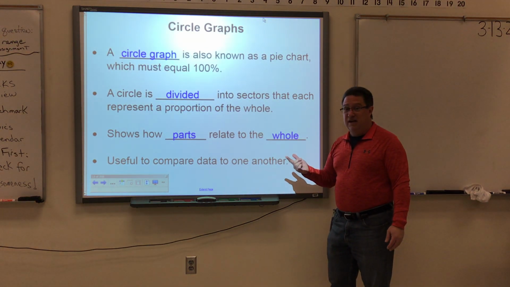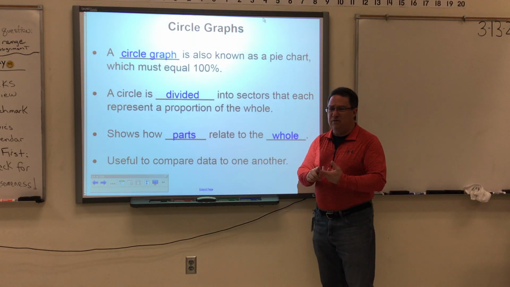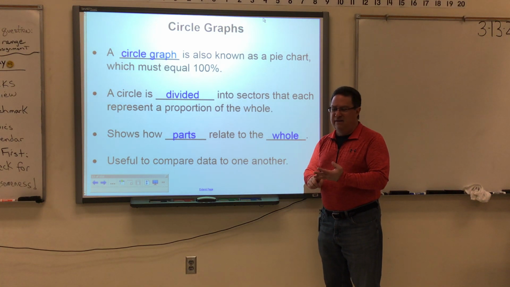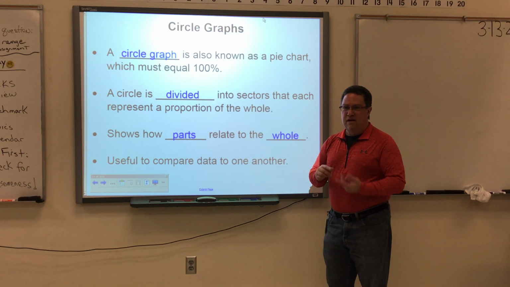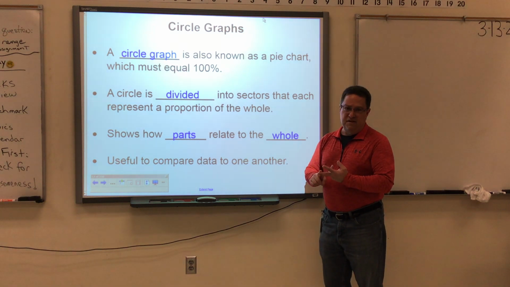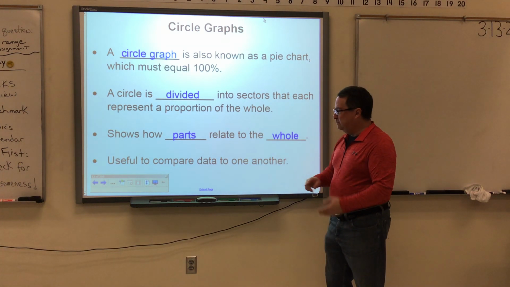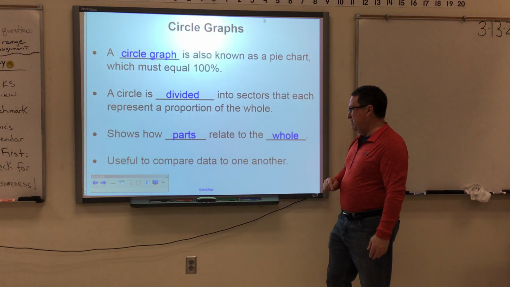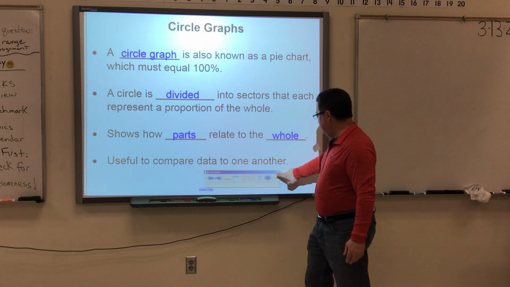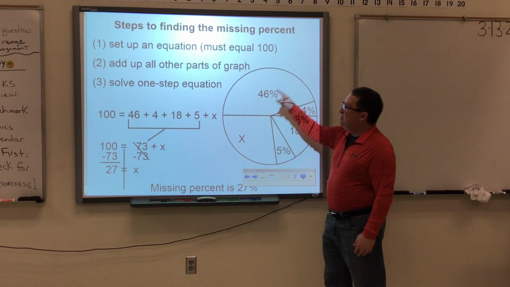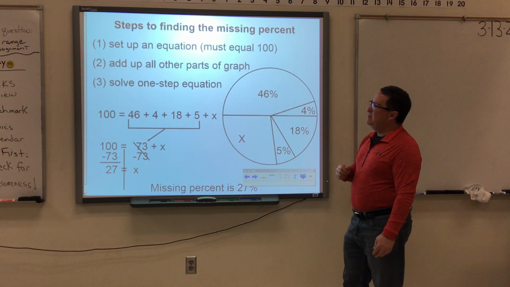Now some of you are saying, oh yeah, part to whole, part to part, whole to part. If you're not saying that, you probably should. This is what we're going to be doing with circle graphs, with histograms, and with bar graphs. They're useful to compare data to one another. Let me move this over here so it's easier. All right, so the steps to finding a missing percent.